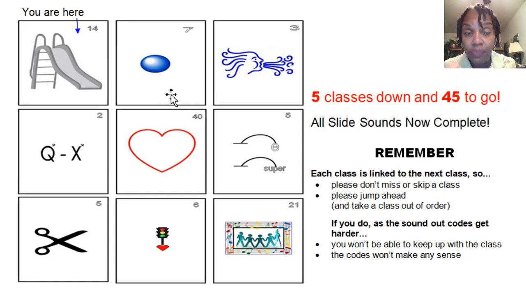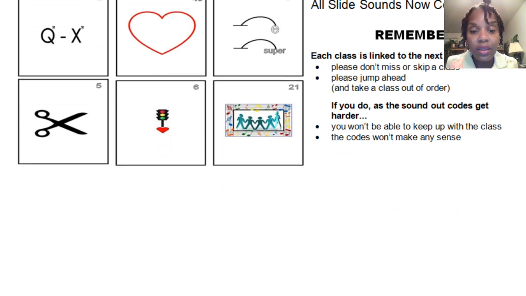Now, we've talked about this before. It's really, really important that you take every single class. Don't miss any classes and don't skip any classes, because if you do, when we get down here in this more difficult area, these difficult letter sound codes, you might get lost, and it might not make any sense to you. So just always hang in there with me. All right?